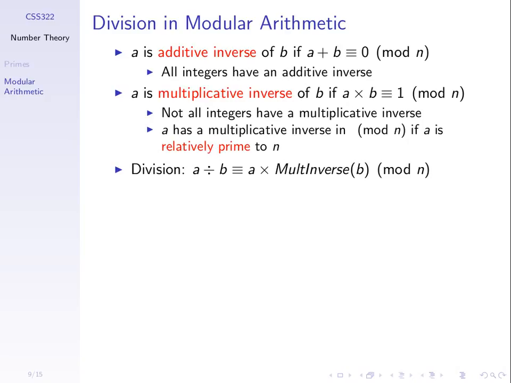The condition under which we can find an inverse is this: in some modulus, A has a multiplicative inverse in mod n if A is relatively prime with n. So if the greatest common divisor of A and n is 1, then A does have an inverse. So not all numbers have an inverse.